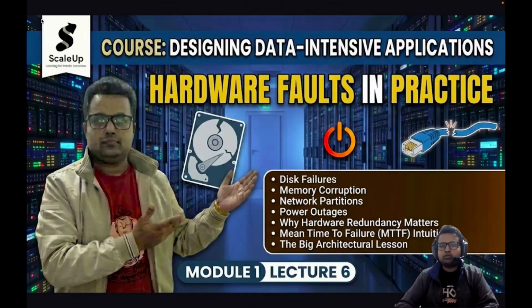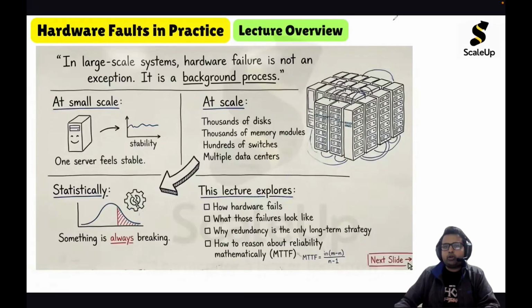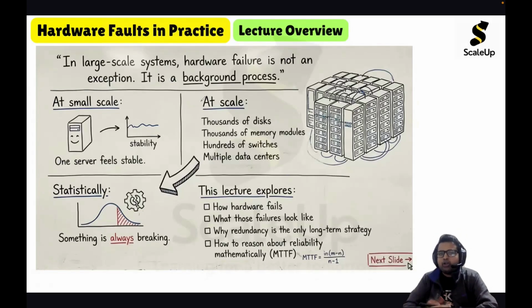Welcome to the course on designing data intensive applications. So, this is lecture number 6 of module 1. And in this lecture, we will be discussing hardware faults in practice. So, if we talk about the lecture overview, what will be there in this lecture: hardware faults in practice.